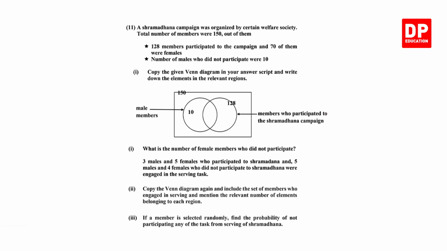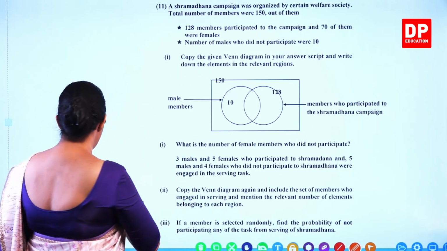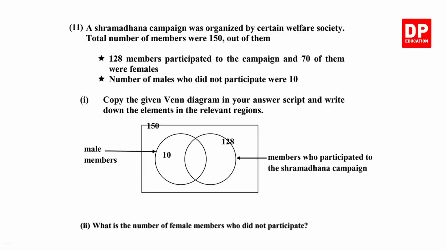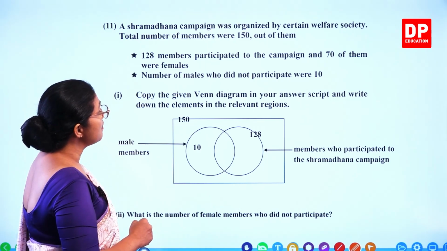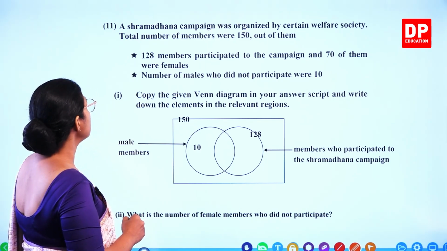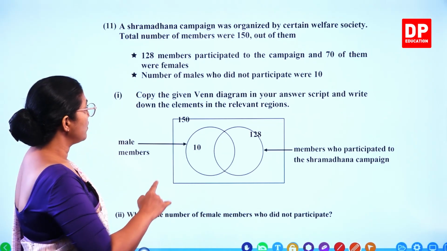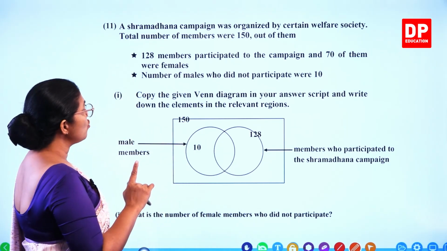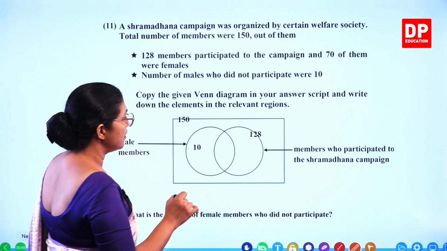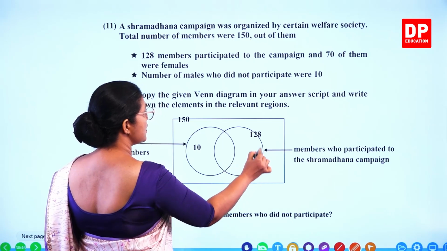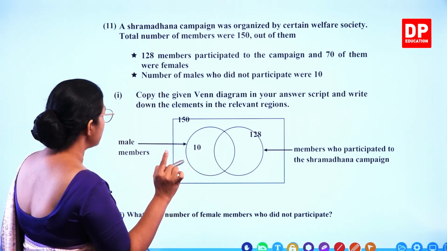Let's take question number 11. It's a set question. So let's try to do that. A Shramadana campaign was organized by certain welfare society. Total number of members were 150. So total is 150. Out of them, 120 members participated to the campaign. So this is those who participated to the campaign, and 70 of them were females.